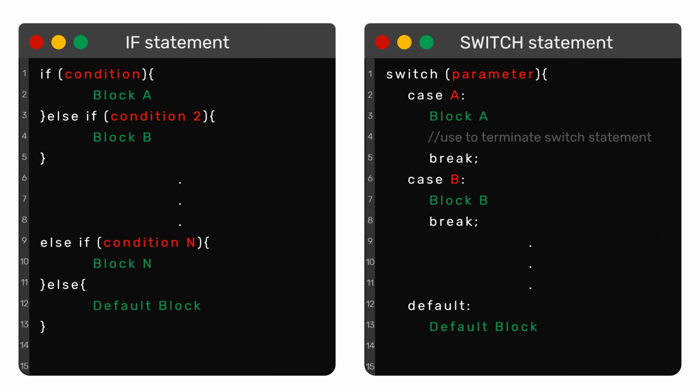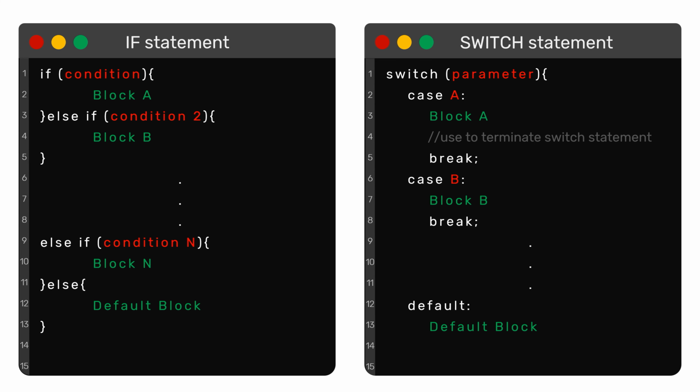Let's overview the structure of if statement and switch statement. In if statement, the block will be executed if the condition is true. For switch statement, the block will be executed if the parameter is equal to the case.